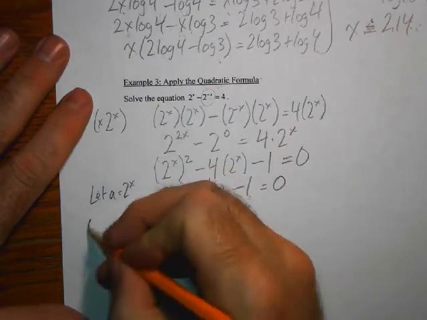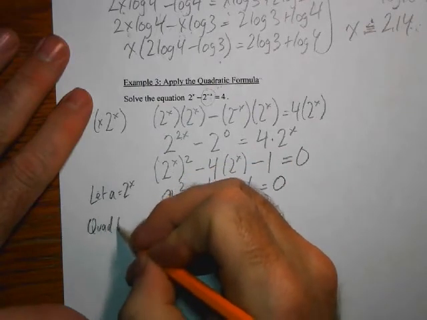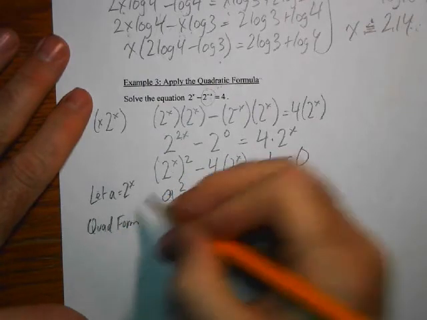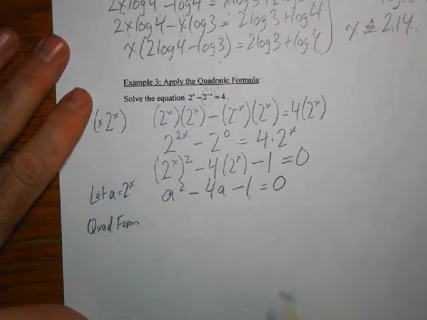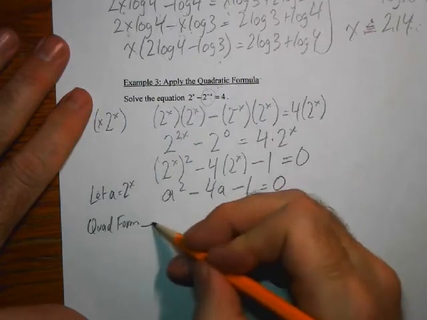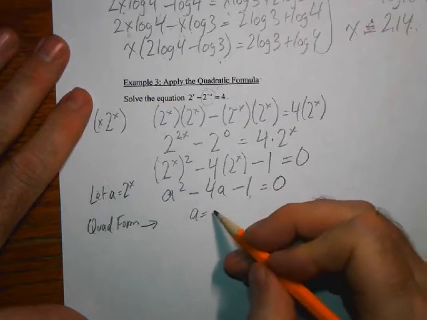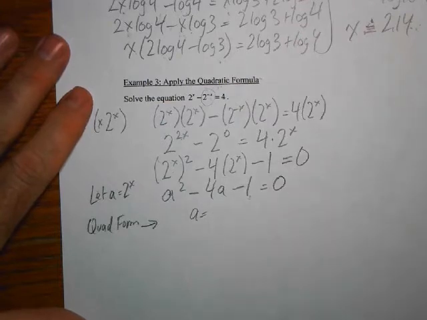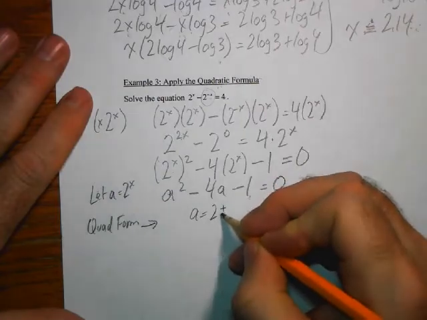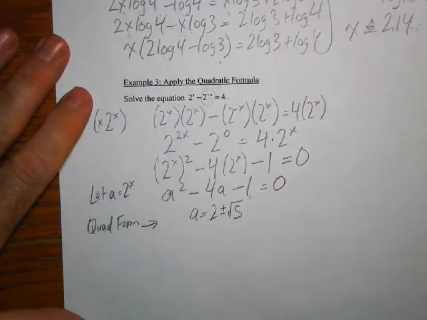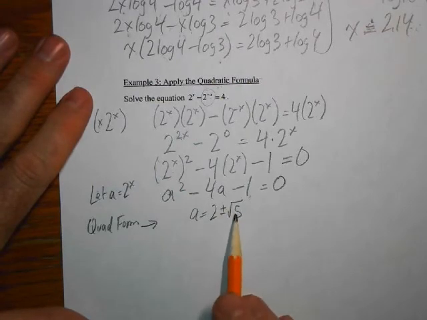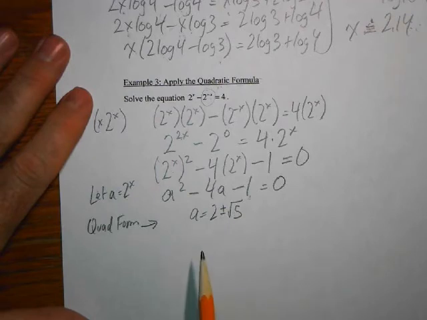So I'm going to put a little note here, quadratic formula. I'm not going to show all the steps, but if you use the quadratic formula, you get a is equal to 2 plus or minus root 5. So there's two solutions. That's what we always get when the discriminant is positive.